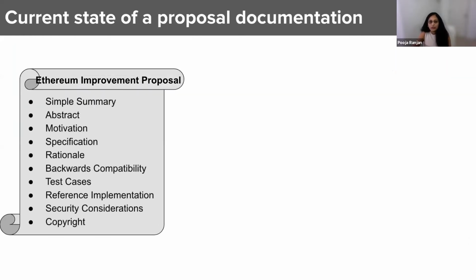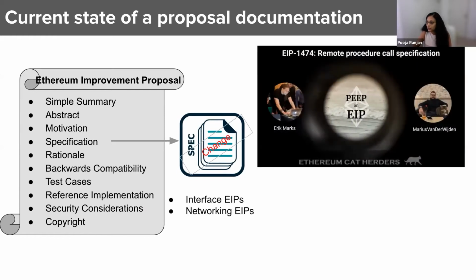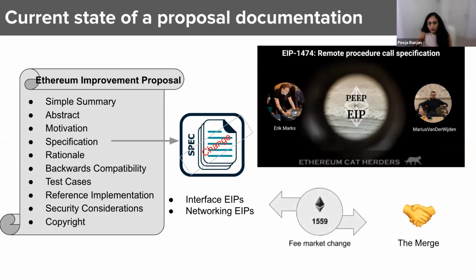Ethereum Improvement Proposal, EIP, documents the proposals that are there for the improvement of the Ethereum chain. It has been recently brought to our attention that sometimes it is difficult for an EIP to stay up to date with respect to changing specs. In a conversation with Eric Marks and Morris on the Peep an EIP show for EIP 1474, which is actually an interface EIP, this was brought to the attention of a broader audience. And we started discussing this more.